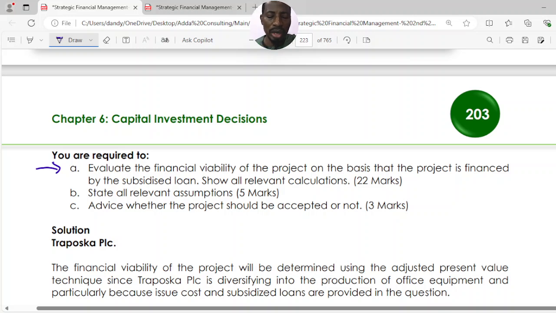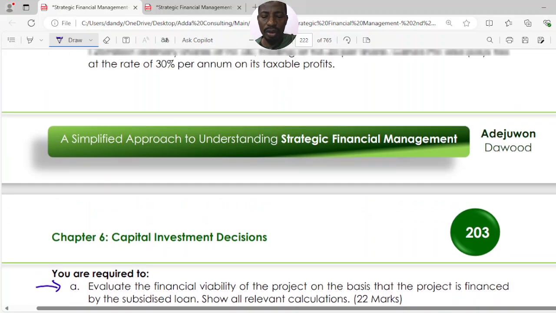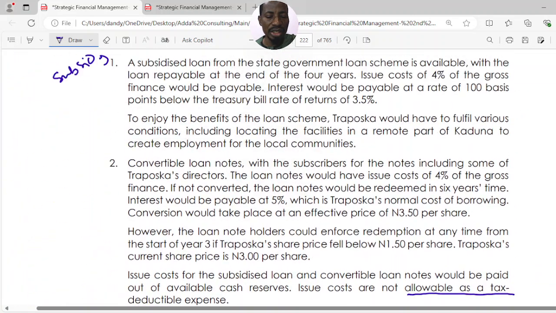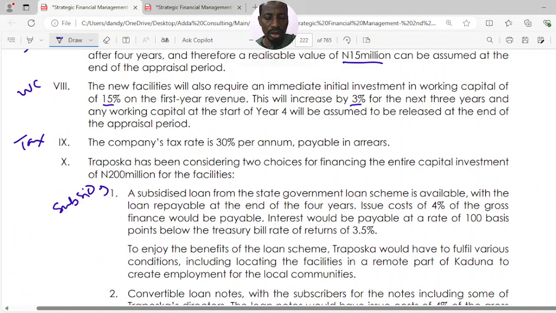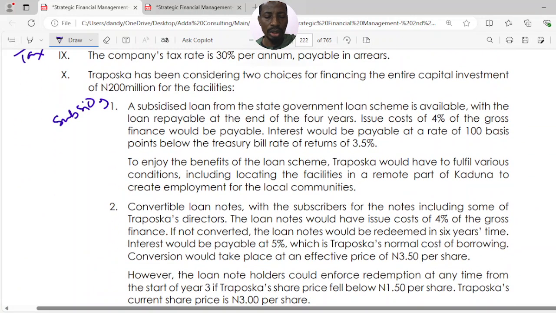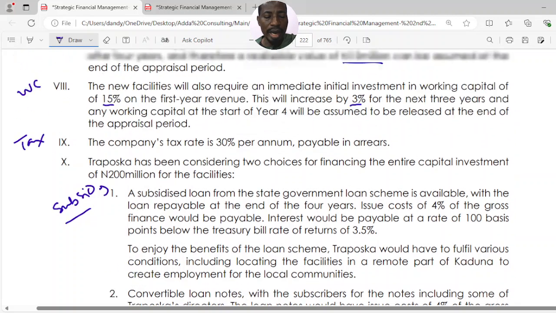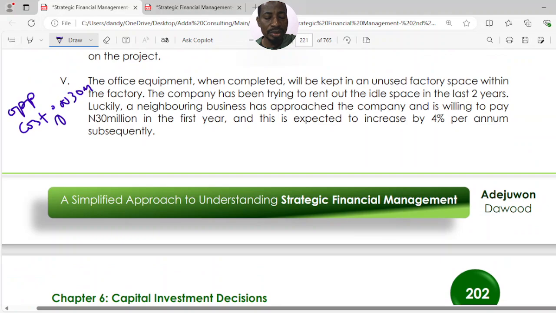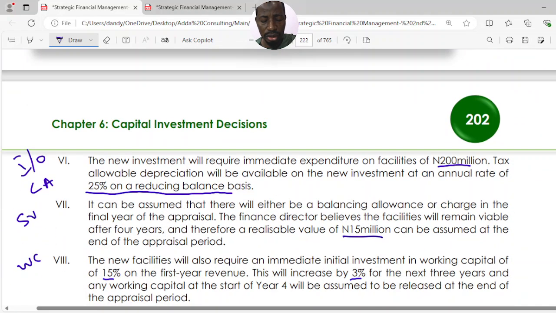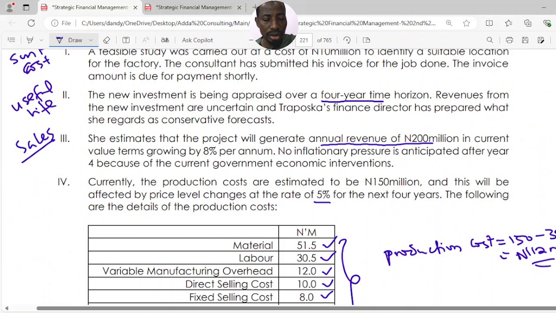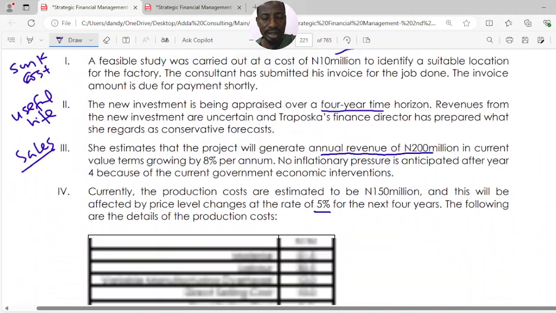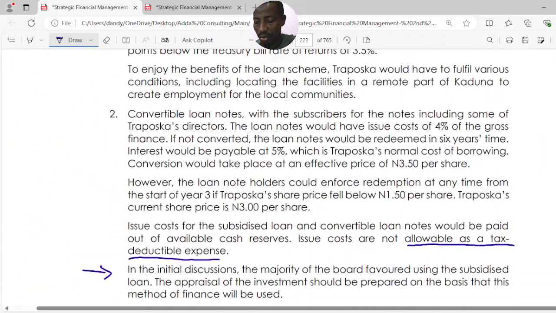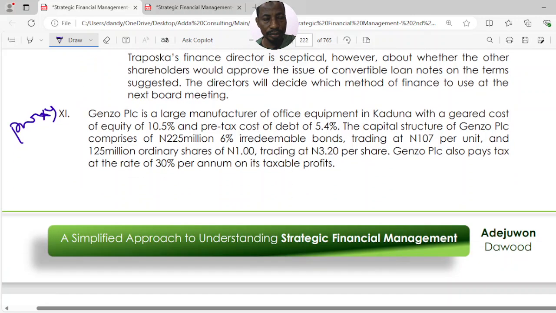How do you know you are going to use adjusted present value? Of course, because in the question you are given issue cost. You are given subsidized loan. So you need nobody to tell you that you are supposed to use adjusted present value, because NPV does not concern itself with subsidy or issue cost. It is only adjusted present value that makes use of issue cost. So if that is the case, let's solve the question quickly without wasting more time.